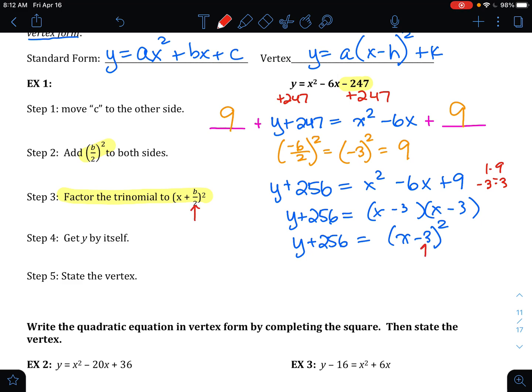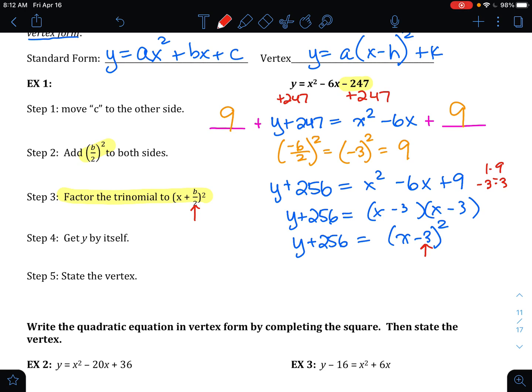I want you to see here, b divided by 2 was the number negative 3. See, that's what we got over here? So what we're going to try to do is go straight from factoring to this step, because it will always factor into whatever this is, because we forced this 9 in the problem, so we forced this perfect square.